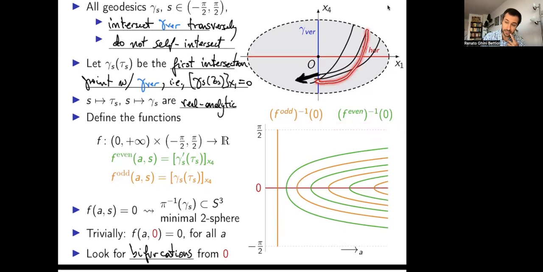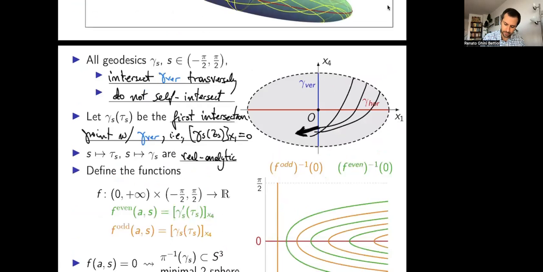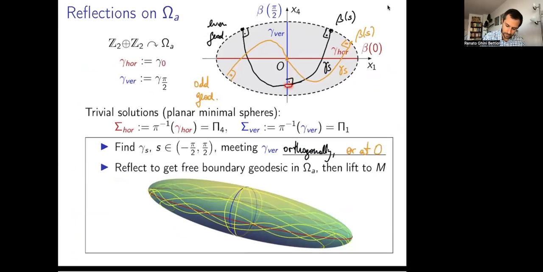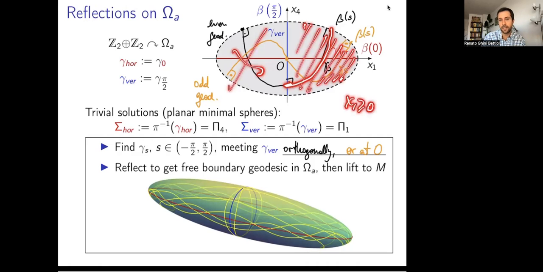Another side observation, maybe I'll point this out later as well, is that even geodesics actually produce free boundary minimal disks as well, right? If you take these geodesics that hit here orthogonally, I can just discard that part and just look at this positive piece.